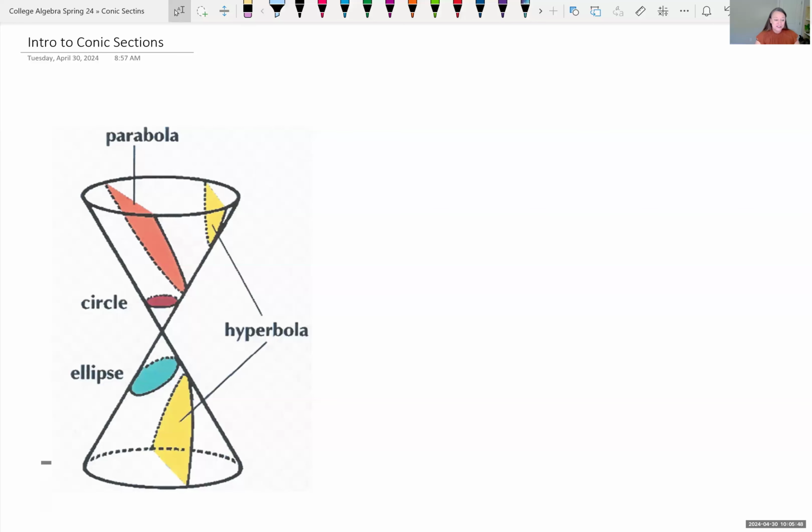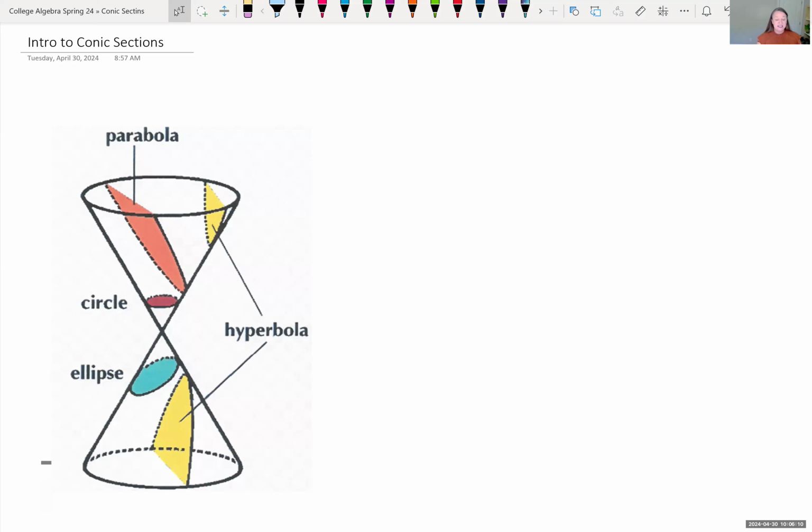So we're on our next topic in this course, which is conic sections. This section actually doesn't have any homework. It's just a visualization of what we're doing and why it's called a conic section. Notice in front of you, you have those cones there, a cone sitting on top of the other cone.